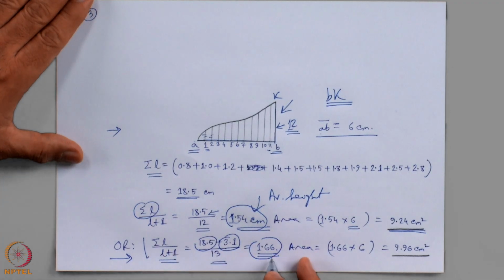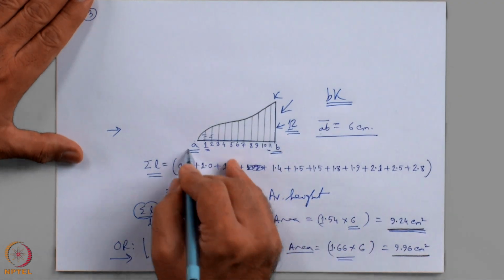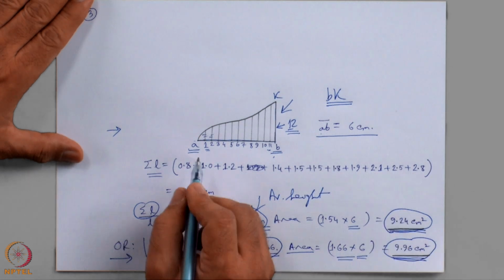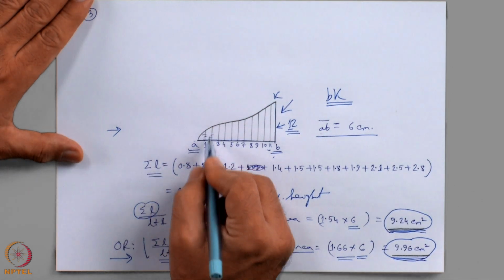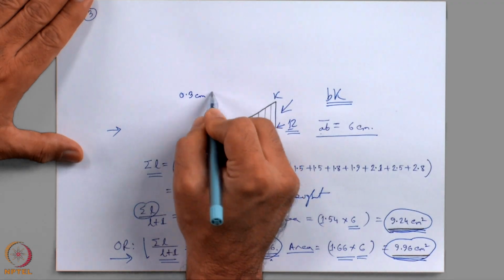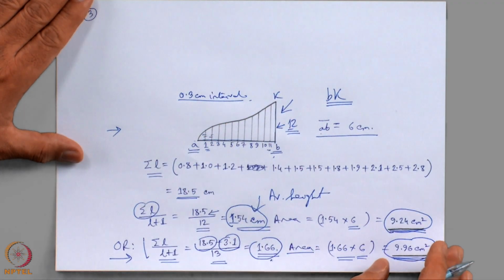Since this is a little more, I am going to get a little more area of the irregular geometry. The area is equal to 1.66 multiplied by the AB length, which is 6 centimeter, which is 9.96 centimeter square. As I said, this area is a little bit more than that area. Now, students can try to draw these vertical lines at 0.3 centimeter interval to get a more accurate area.